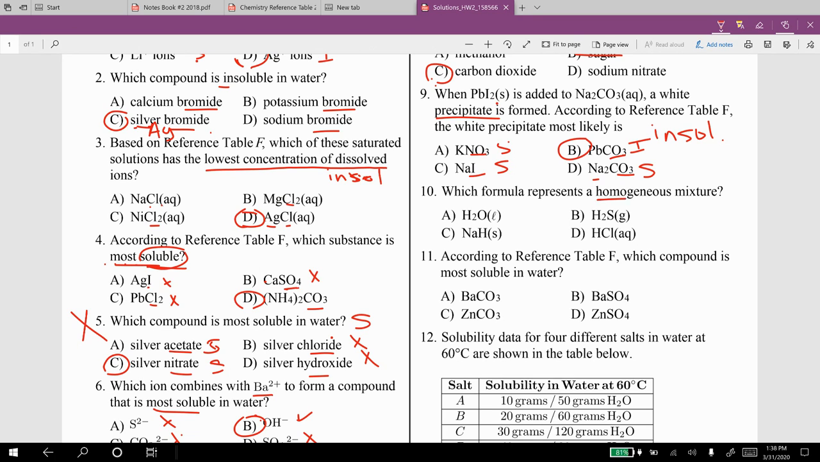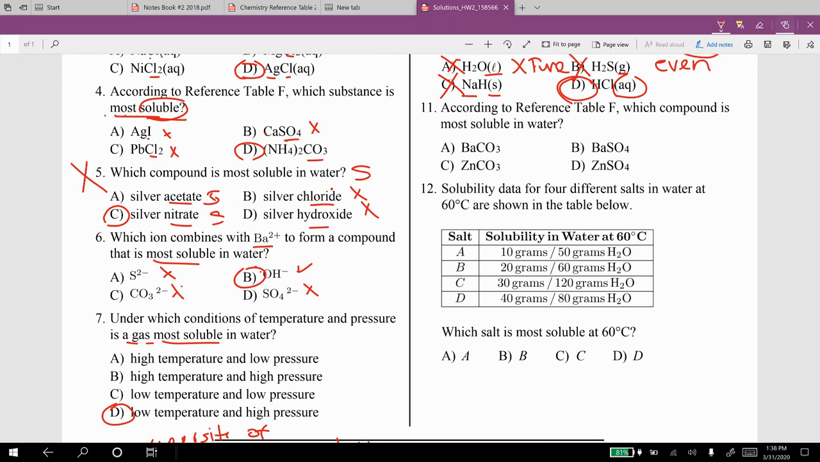Okay, so then which one is a homogeneous mixture? A homogeneous mixture means everything is even all the way throughout, and it has to be a mixture. H2O liquid is not a mixture. That is a pure substance. That's a compound. That is water. This is a solid compound. A compound is a pure substance, not even a mixture. H2S gas is a compound, not even a mixture. For a homogeneous mixture, we're always looking for that AQ. So that's going to be D.